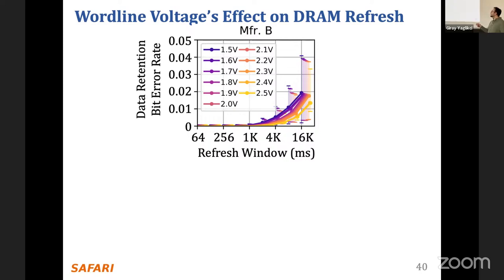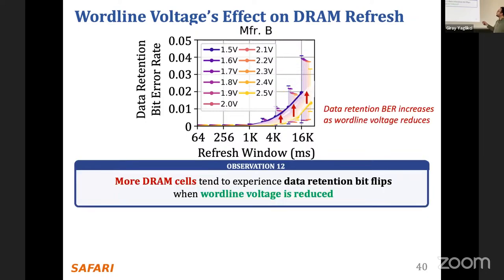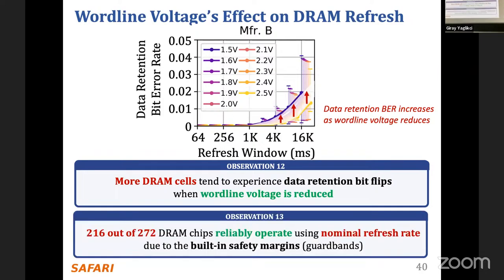As we increase this refresh window, we refresh DRAM less frequently. As a result, we get data retention errors. And each curve here again corresponds to different voltage levels for wordline voltage. You see that this yellow one is 2.5 volts, which is nominal. If you go with this, then our error rate follows this kind of curve. And if you reduce it down to like 1.5 volts, you can see the error rate increases. So these curves are quite distinct from each other. The retention error rate increases as wordline voltage reduces.